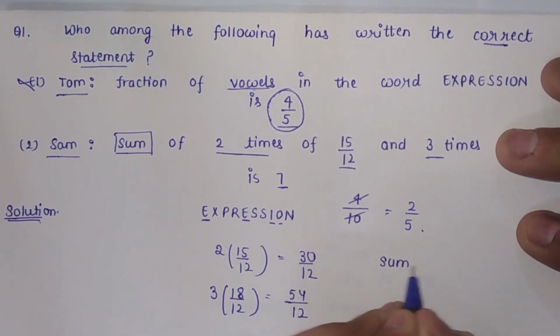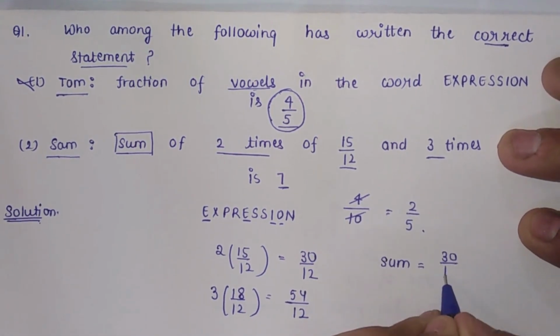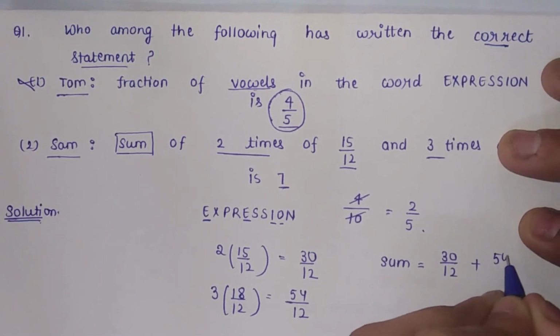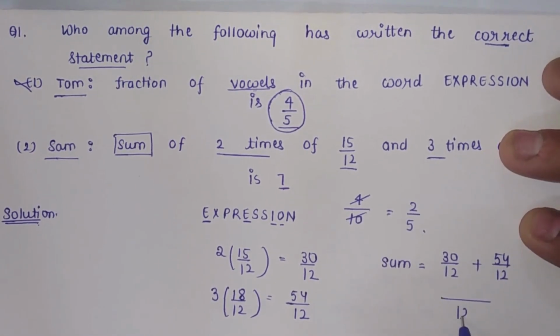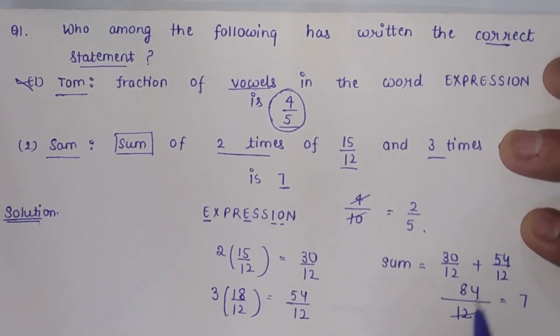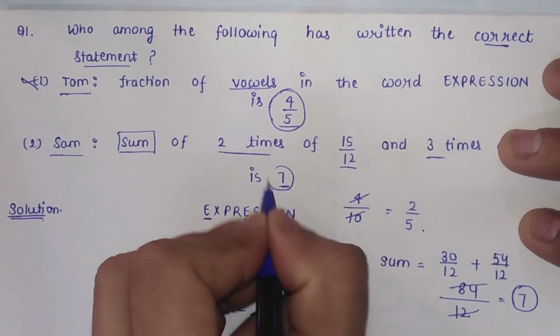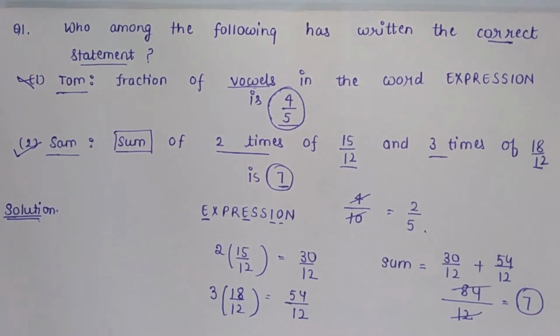So sum will be equal to 30/12 plus 54/12. So this will be equal to 84/12, since 30 plus 54 is 84, and 12 times 7 is 84. So 7, and this is also given as 7. So this statement is right. So the statement said by Sam is right.